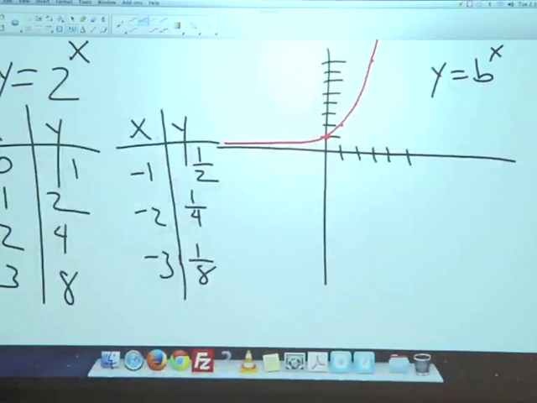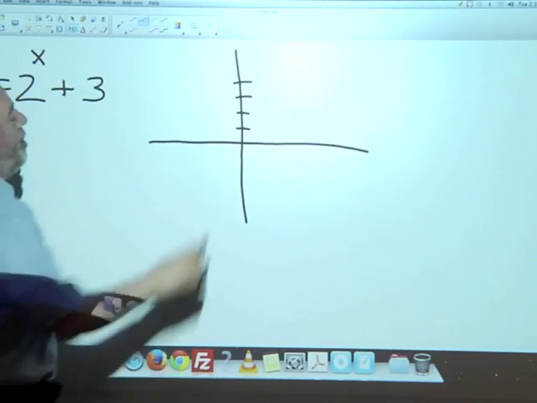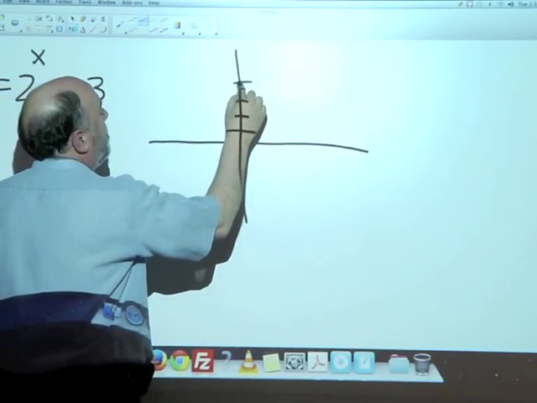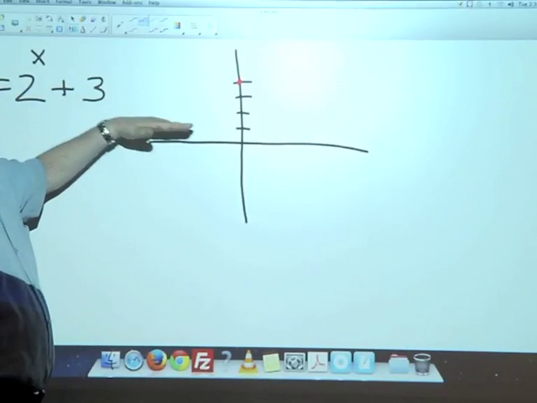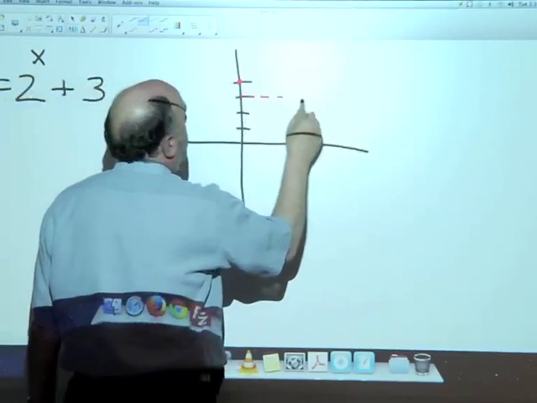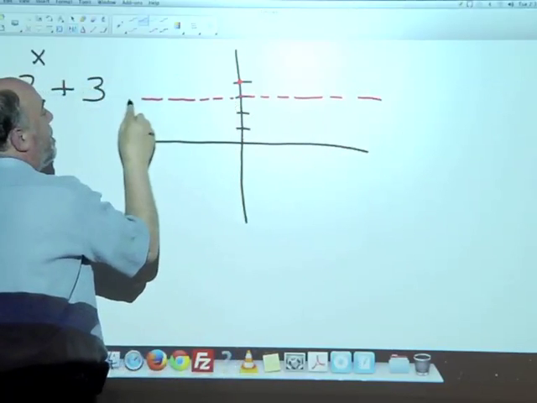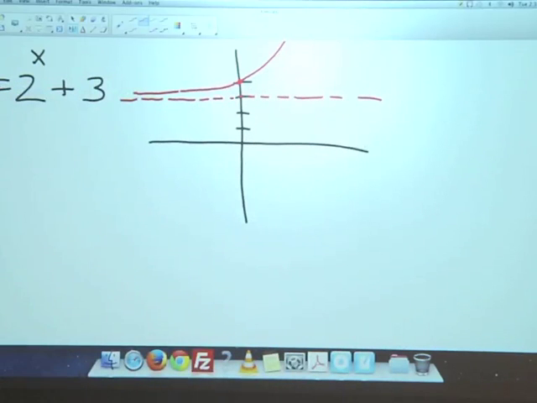So what happens with this one is that it takes my point, which was here, and moves it up 3 units. It also takes this boundary line, which was at the x-axis, and moves it up 3 units. And so now we get our graph, which will look like that. Right? So everything goes up. My point and that boundary line, which is called an asymptote, goes up with it. Okay?